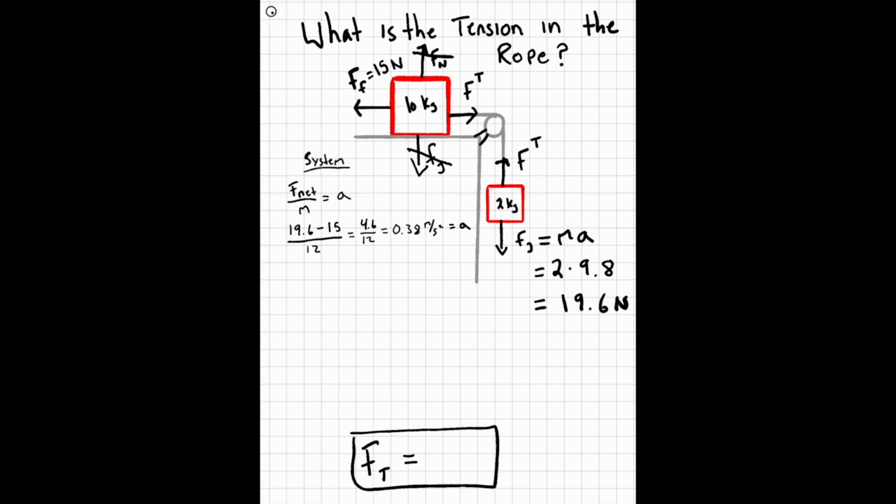If we view them as individual blocks, the tension forces will not cancel out. So let's take a look at the small block, the 2 kilogram block. What are the forces acting on the 2 kilogram block? We have the tension pulling up, and we have the force of gravity pulling down. So let's run an F net is equal to M times A analysis.